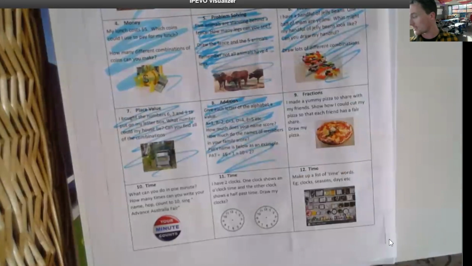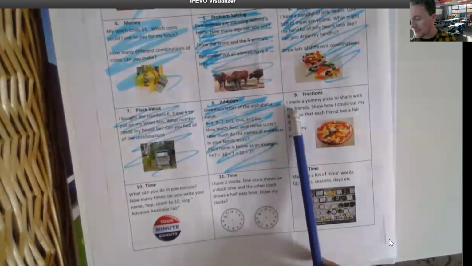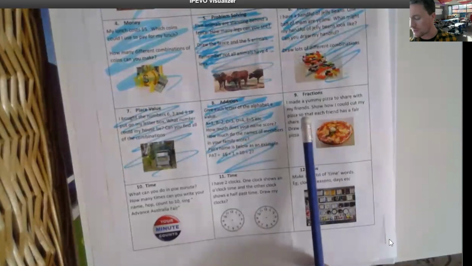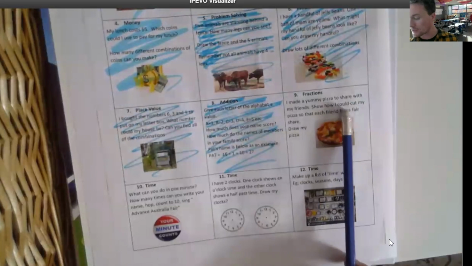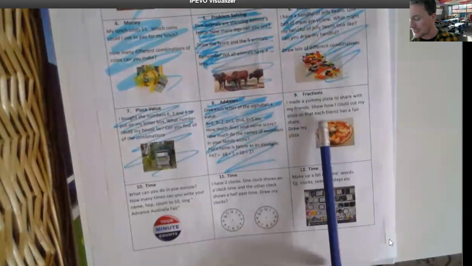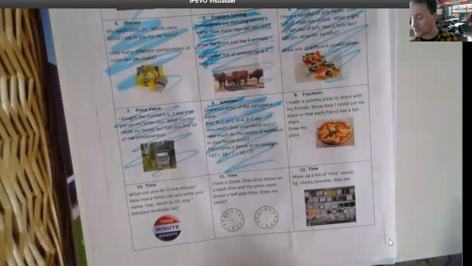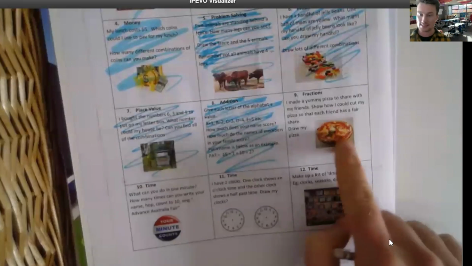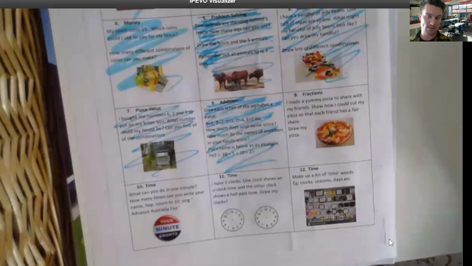Fractions. I'll read it to you right now. I made a yummy pizza to share with my friends. Show how I could cut my pizza so that each friend has a fair share. Draw my pizza. So I'm going to show you this example if you're eating the pizza yourself. I'm going to show you if you're eating the pizza with one friend. I'm going to show you the pizza if you're eating it with 4 friends. I'm going to show you the pizza if you're eating it with 8 friends. Lots of fraction work today.